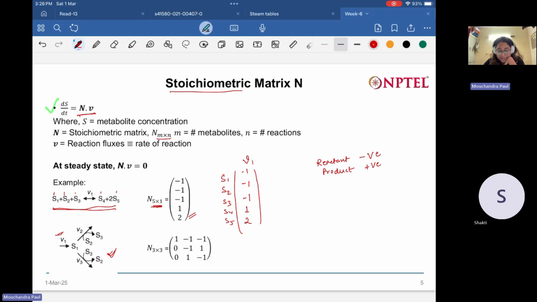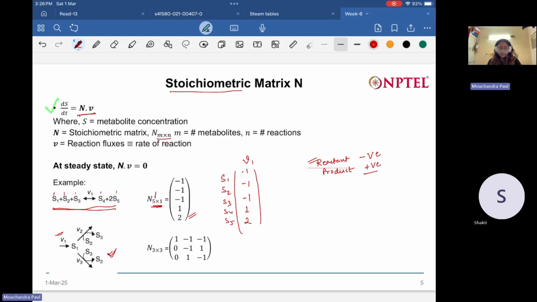So 5 represents the number of metabolites. So there are 5 metabolites. And since there is only one reaction, it will be 1. So 5 cross 1. And into this matrix, how do we fill in the data? We basically look at the stoichiometric coefficients for each of these reactants and products. The stoichiometric coefficient will be negative if the substrate is on the reactant side. If it is on the product side, then the stoichiometric coefficient will be positive.